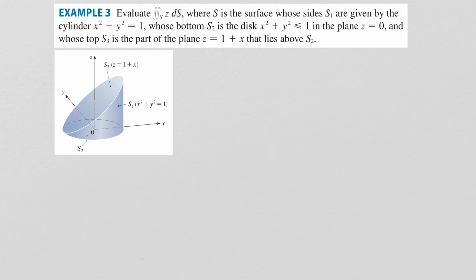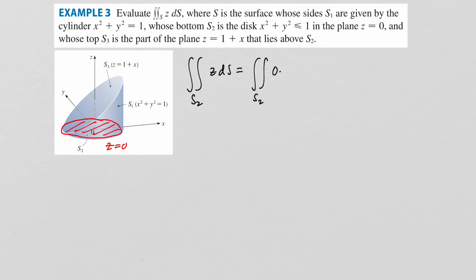For the surface S2, which is this unit circle down here in the xy plane, we know that if you're a point on that unit circle, z equals 0 there. So the double integral over S2 of z ds is the double integral over S2 of 0 ds, and this is equal to 0 because the z value when you're on that surface is always 0. So integrating over S2 is really simple. Let's take a look at S3.